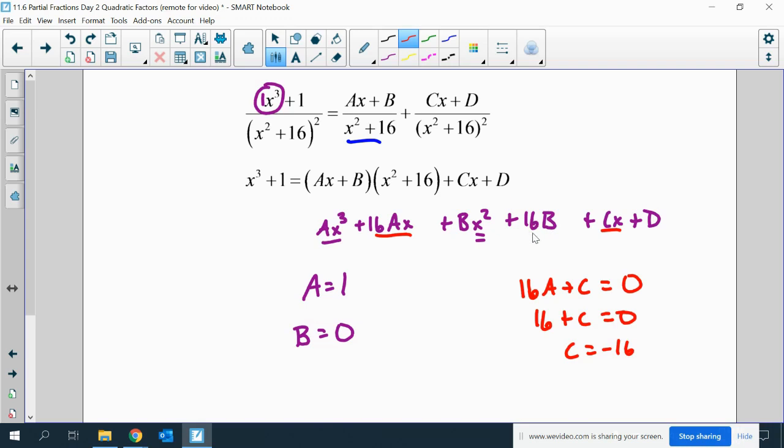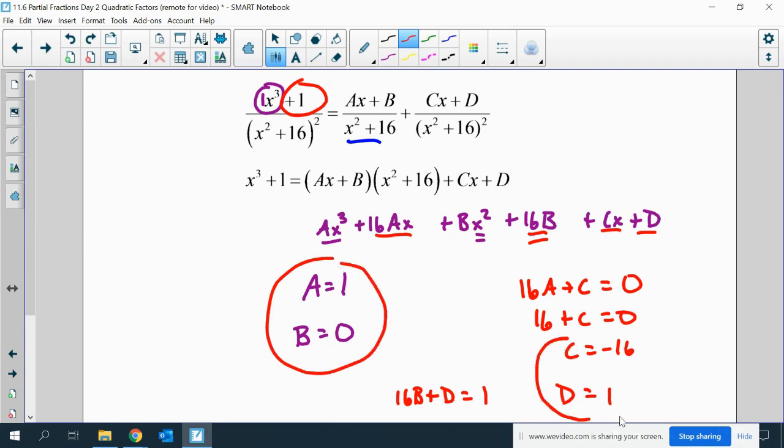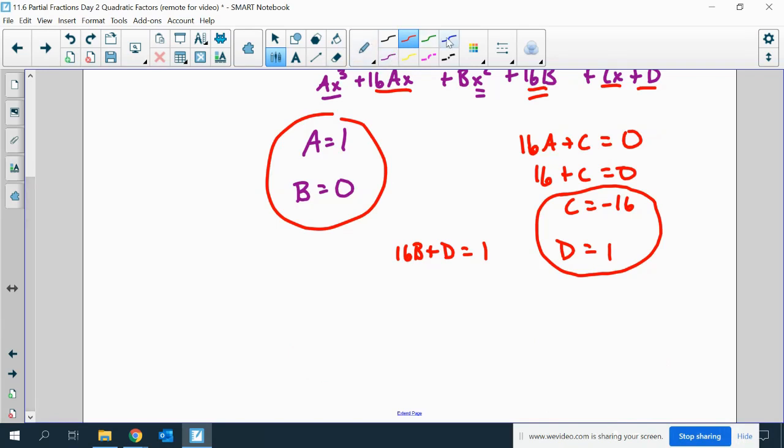And if I look at the constant terms, I have 16b plus d. So if I'm looking at the b term, it has to equal 0. So 16b plus d equals 1, since I have this plus 1 up here. The b has to equal 0, so d equals 1. So I have these 4 values of variables. And then I could write my final answer.